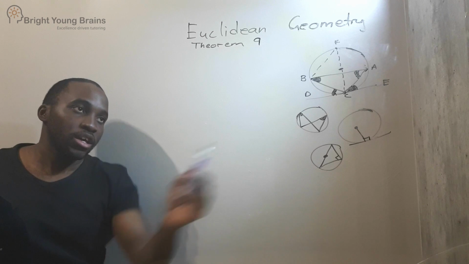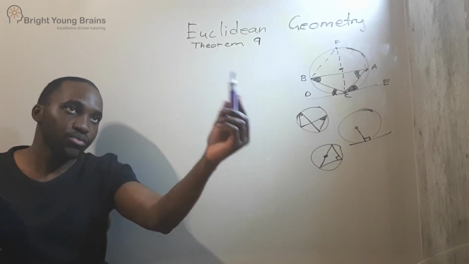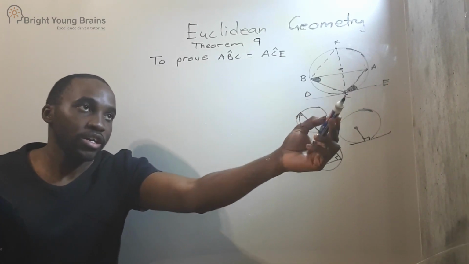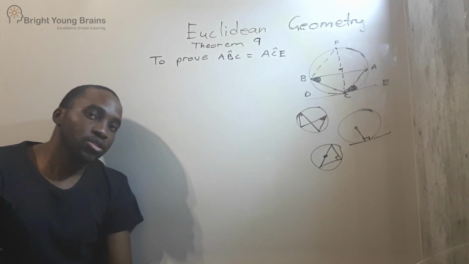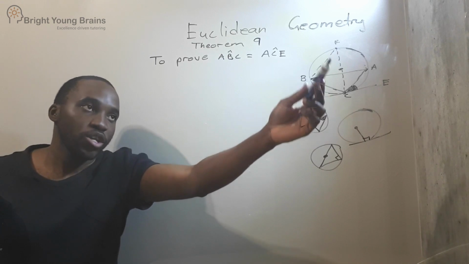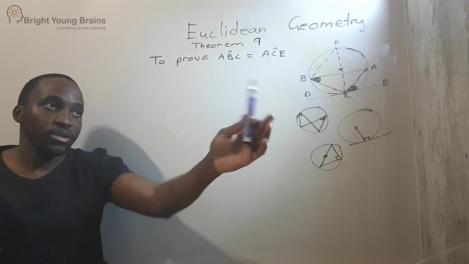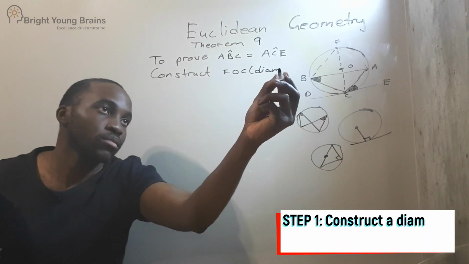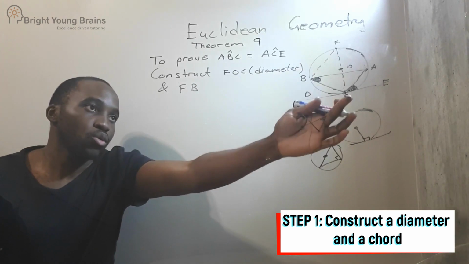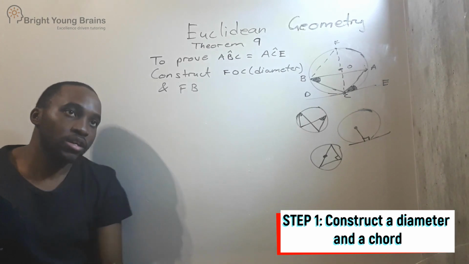In our case, if we are going to have our construction in this manner, our question would have asked us to prove that ABC is equal to ACE. So in a situation like this one, we would construct our diameter, and then we need to construct our dotted line going to B there. Putting that in words, we would just need to state that we construct FOC and mention that that's the diameter, and then we also construct FB.